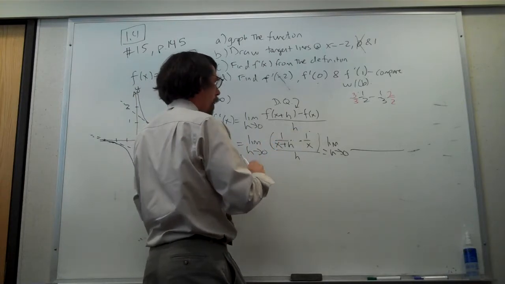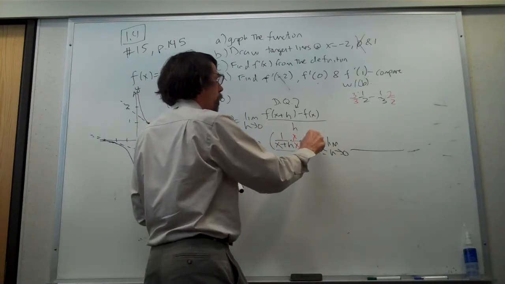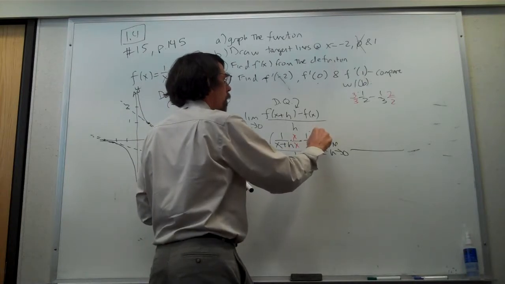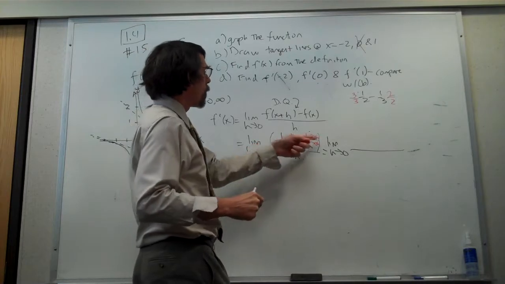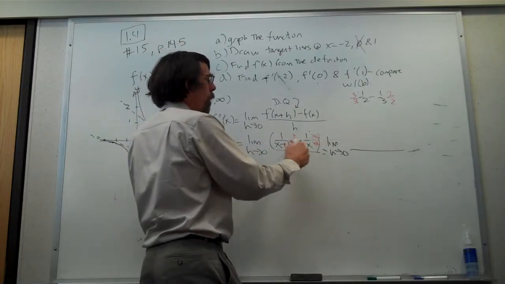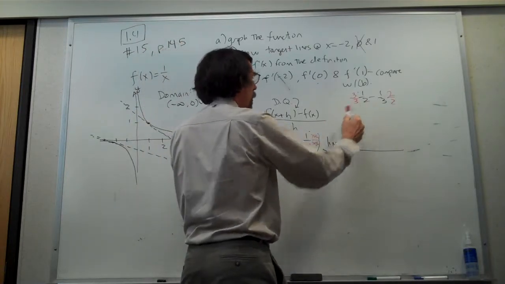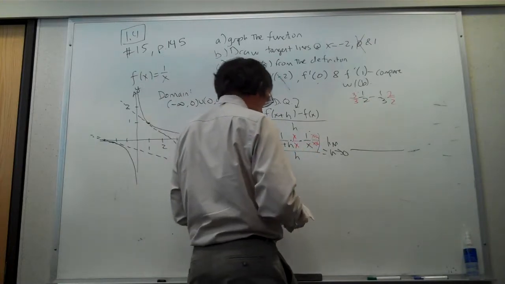X over x. Yeah, x over x. And how about over here? X plus h over x plus h. Yeah, and I hope this is going to be visible on the video. So if we do that, then what is the common denominator? Here the common denominator was 6. What's the common denominator going to be here?